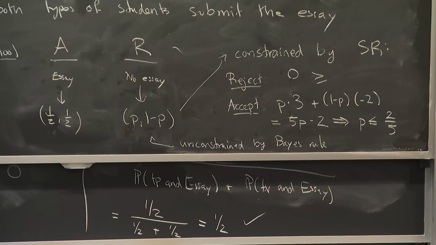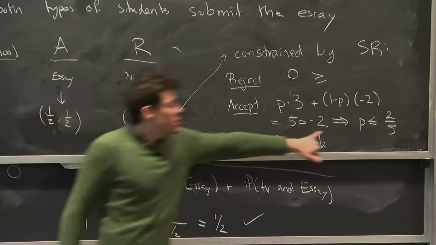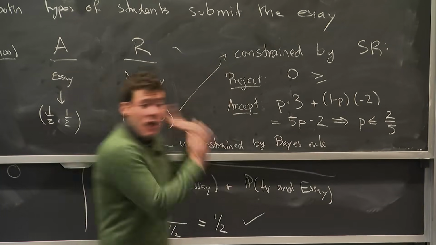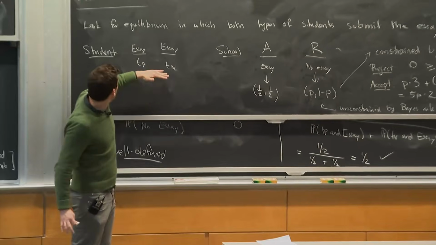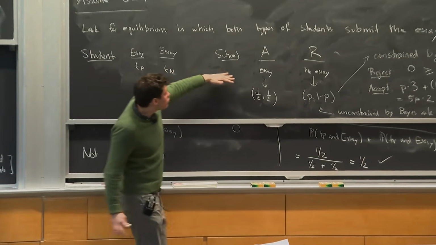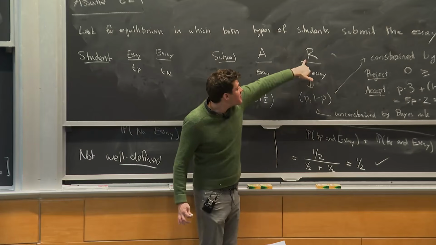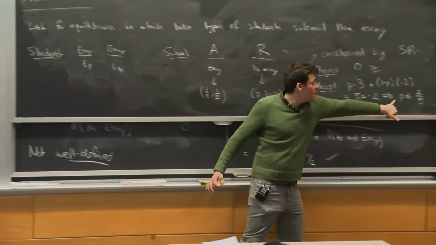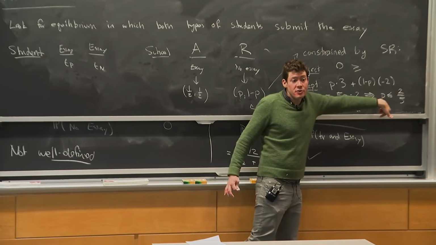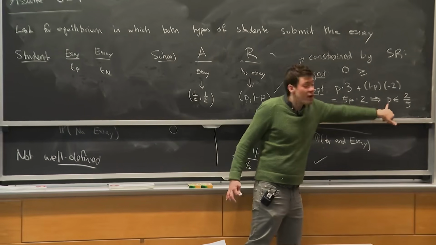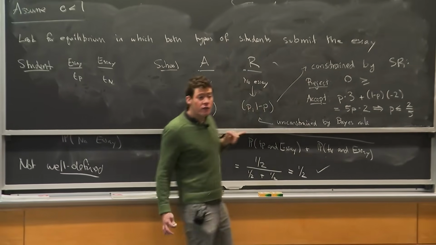So we've actually constructed a family of perfect Bayesian equilibria. For any P that you give me, as long as that P is smaller than 2/5, we have a perfect Bayesian equilibrium where the student always submits the essay, the school accepts if you submit an essay, they reject if you don't submit an essay, and if they see that you don't submit an essay, they assign belief P to you being a passionate student. And that belief P must be small enough that it's credible for them to actually reject.